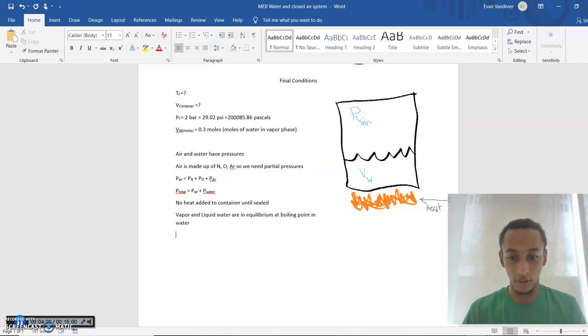So first thing we need to do is find V of the vapor. So V vap equals V total minus V water initial. So the V's mean volume. So to find V vap, we have V total minus V water initial.